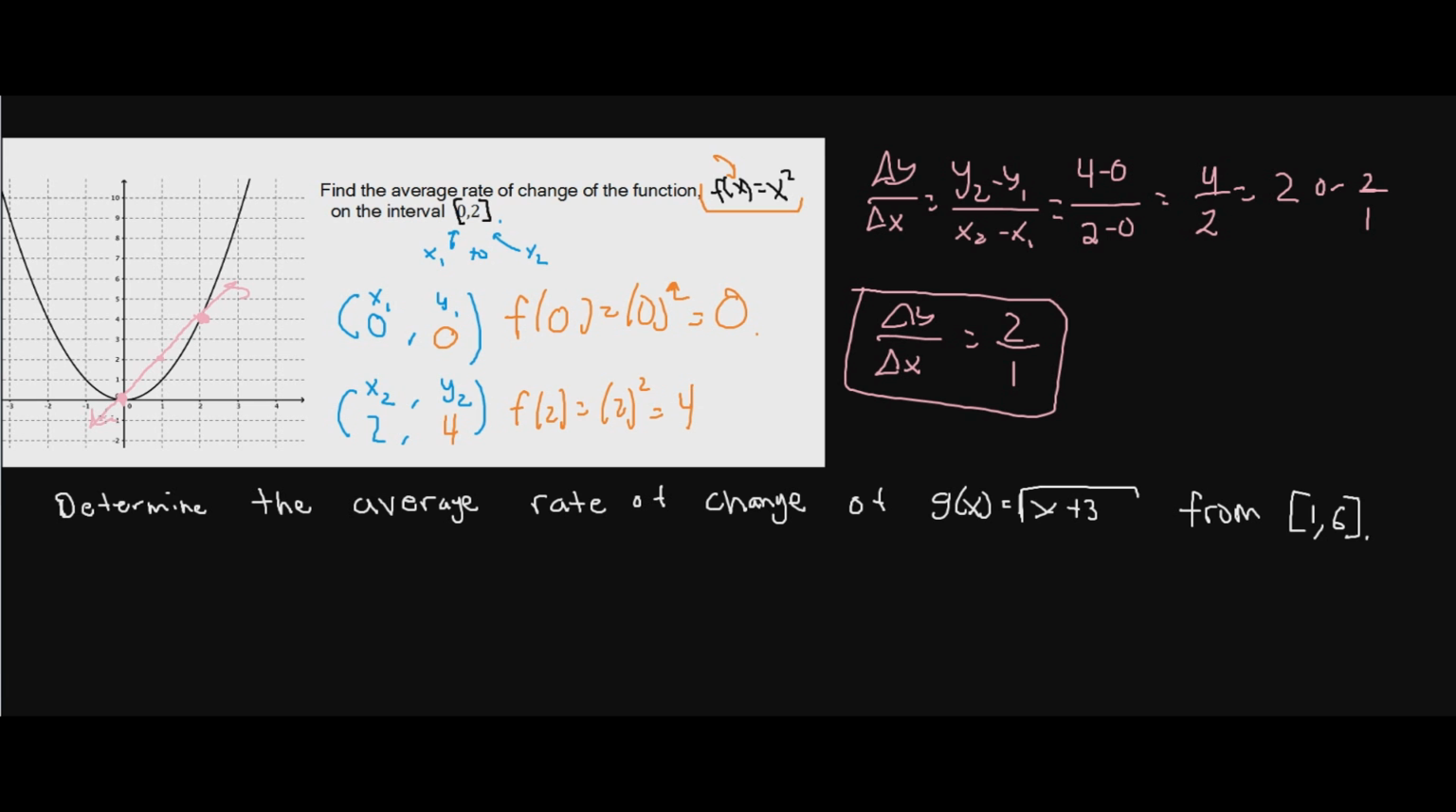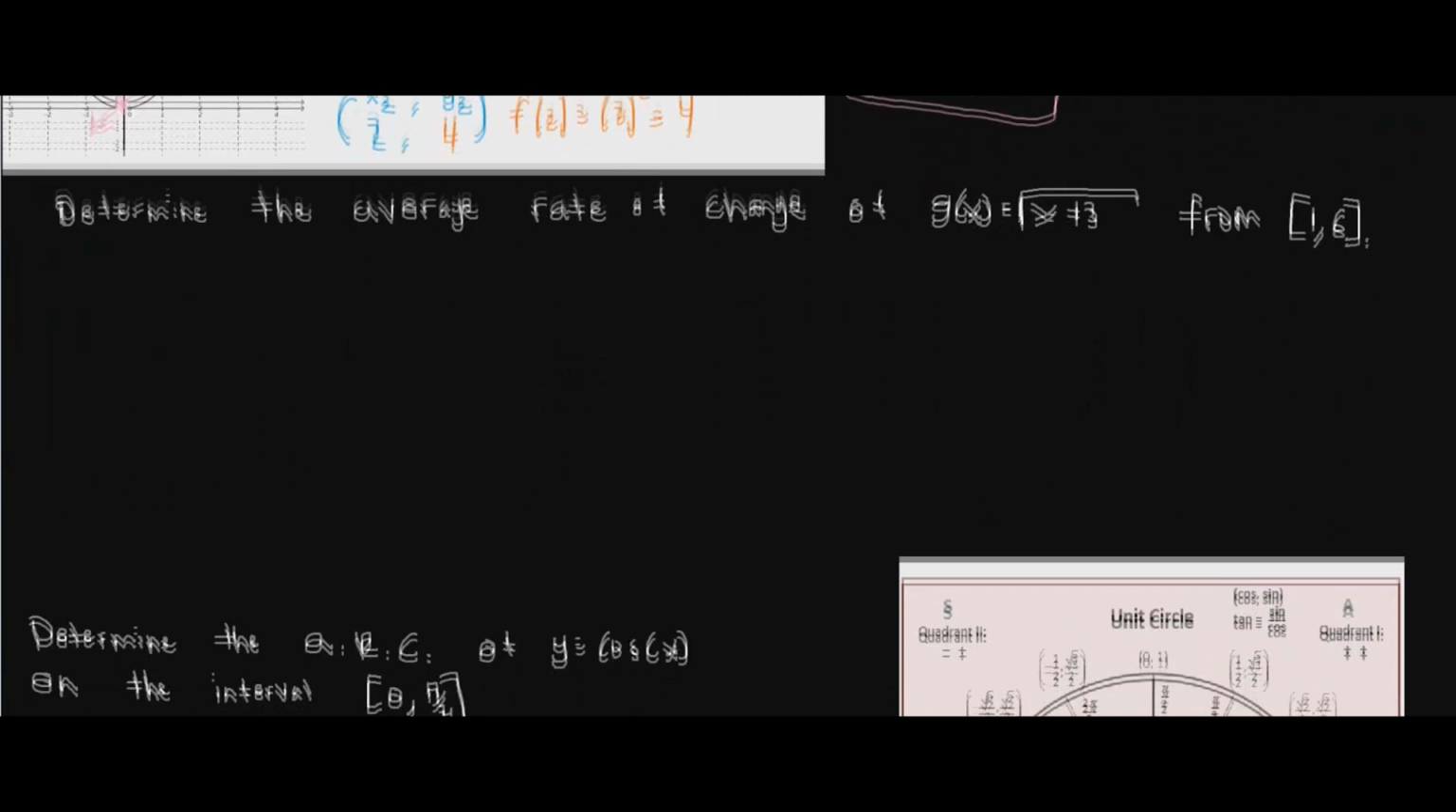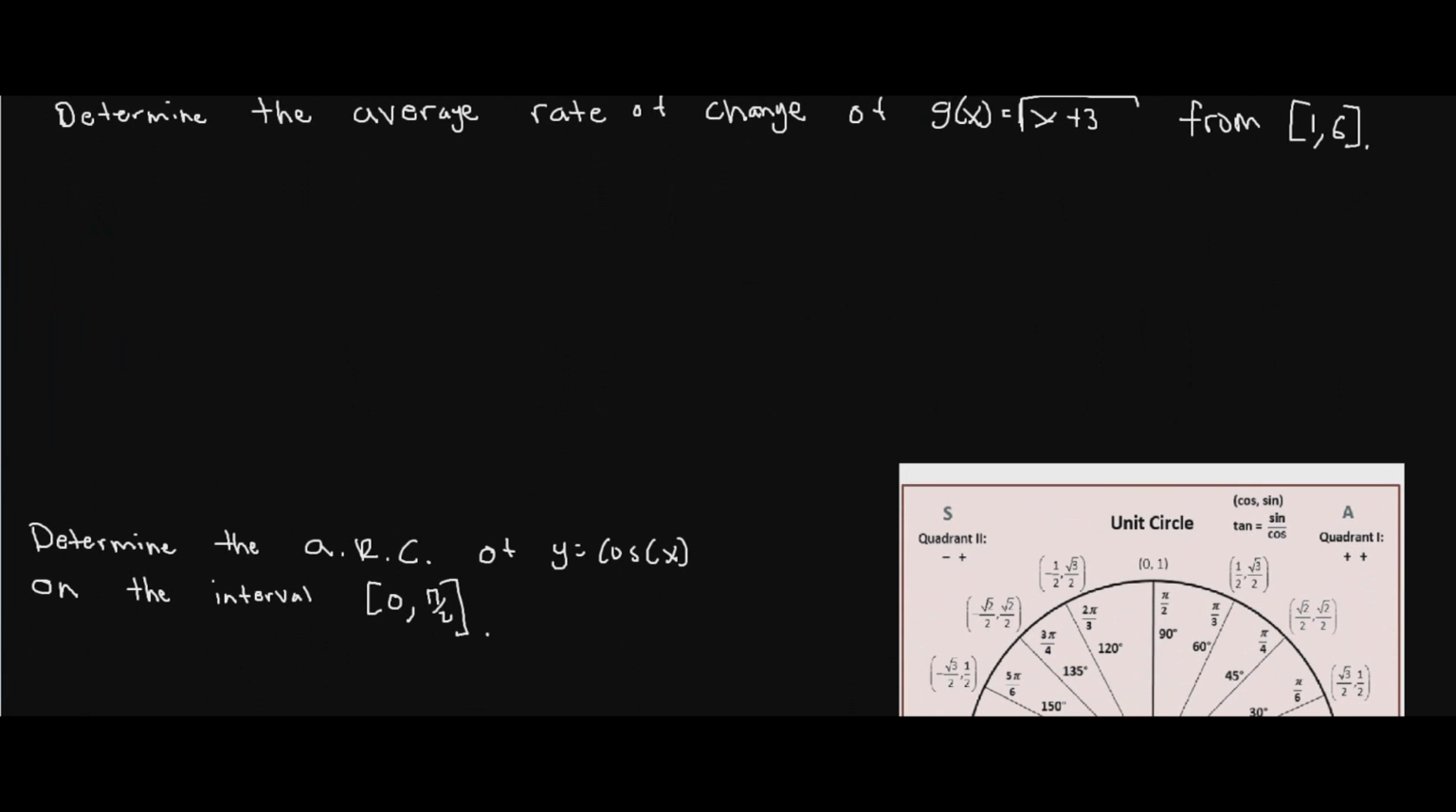And so that's how we can approximate, determine the average rate of change from a function in a scenario where it's not a straight line anymore, and this is where it's going to be useful to use the equation. So without having the graph, let's go ahead and do a couple of these problems right here. Determine the average rate of change of the function g of x equals the square root of x plus 3 from [1, 6].